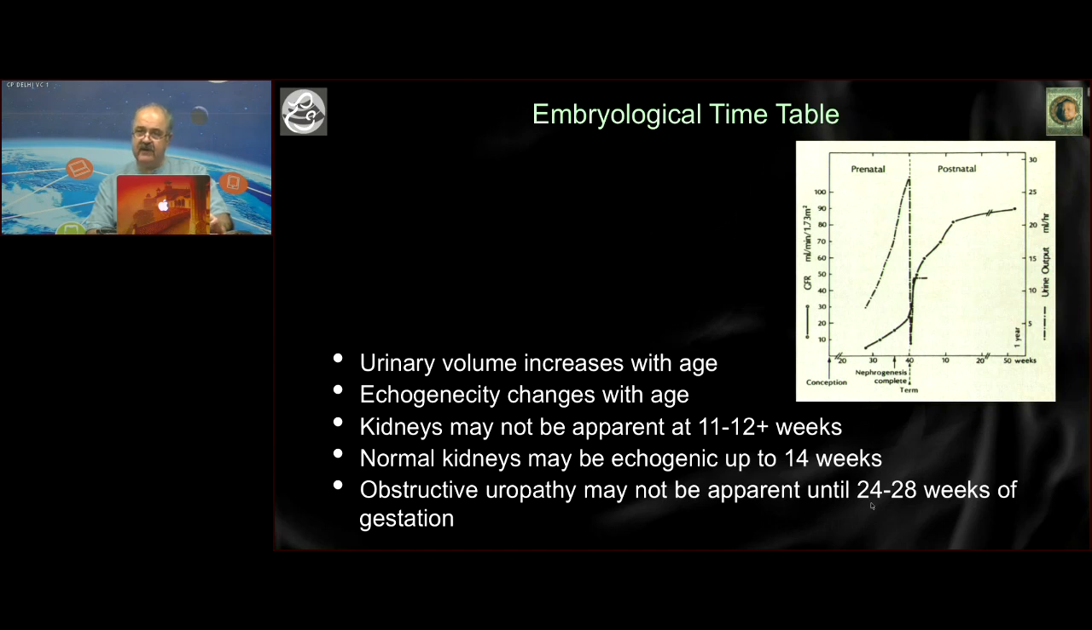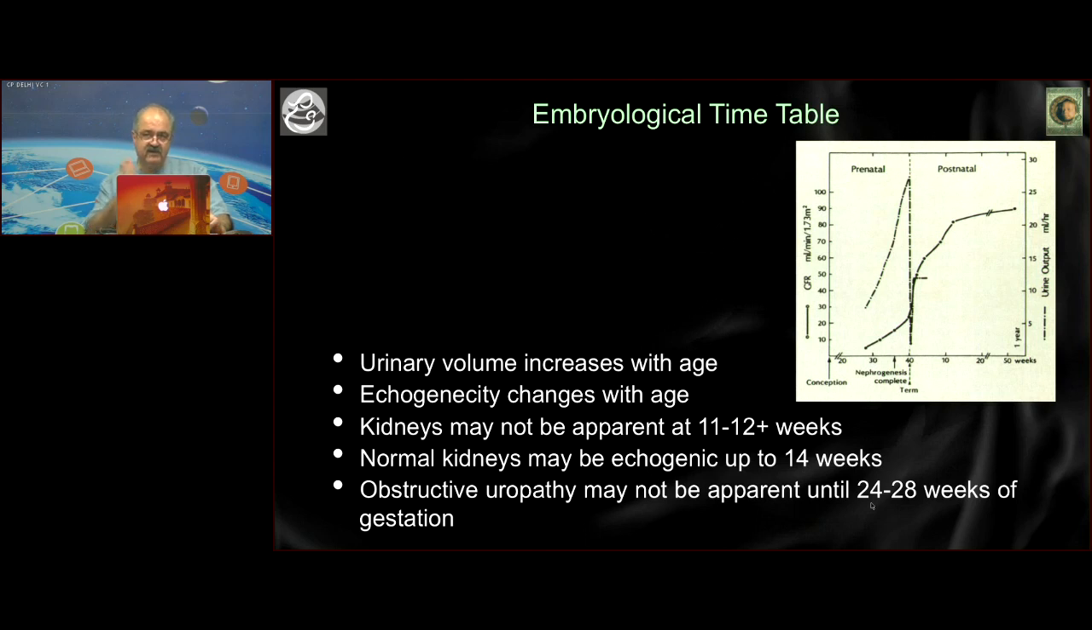It works the other way as well. So if you have a polyfunctioning kidney, you might find an obstructed system at 28 weeks. And when the fetus comes back and the kidneys have failed, you may no longer pick up dilatation. And that is something you have to be very careful about.